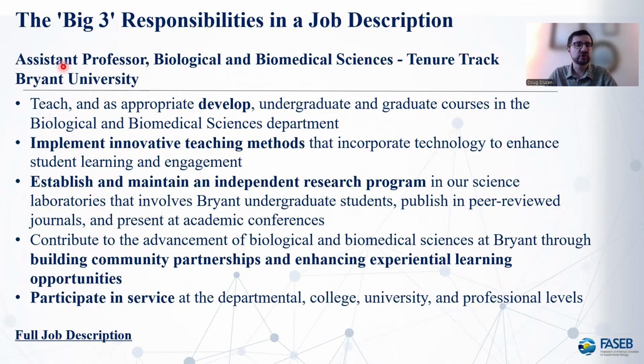This is another position for an assistant professor at Bryant University, which is an R2 university. And again, teach as appropriate and develop undergraduate and graduate courses in biological and biomedical sciences, implement innovative teaching methods, establish and maintain an independent research program, build community partnerships, and participate in service. So this is another job description that really speaks to the balance between the three big responsibilities of a faculty member, but the emphasis here is on teaching.